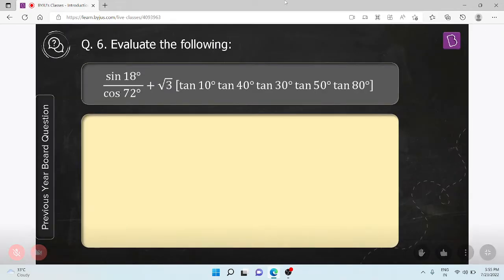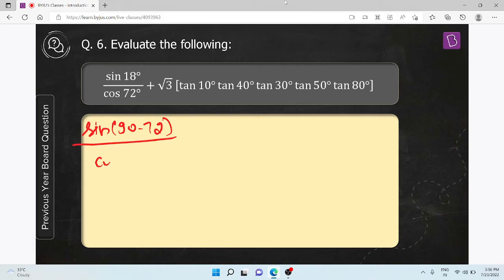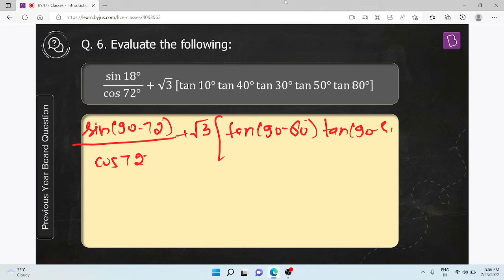Sin 18 by cos 72 plus root 3 tan 10 tan 40 tan 30 tan 50 and tan 80. Okay, students, we can write 18 as 90 minus 72 by cos 72 plus root 3. We can write 10 degrees as 90 minus 80. We can write 40 degrees as 90 minus 50. Tan 30 from the table is 1 by root 3. Tan 50, let's write as it is, tan 50 into tan 80.